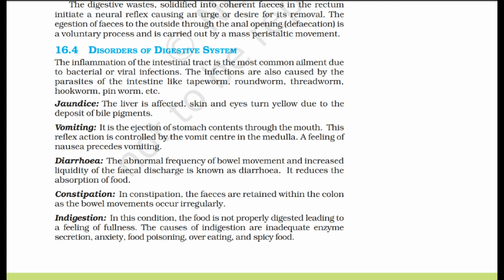Constipation. In constipation, the feces are retained within the colon as the bowel movements occur irregularly. Indigestion. In this condition, the food is not properly digested, leading to a feeling of fullness. The causes of indigestion are inadequate enzyme secretion, anxiety, food poisoning, overeating, and spicy food.